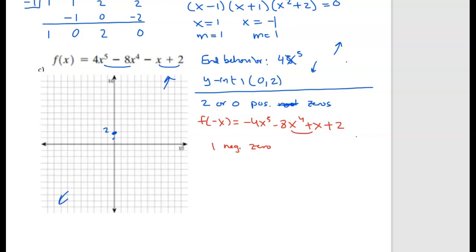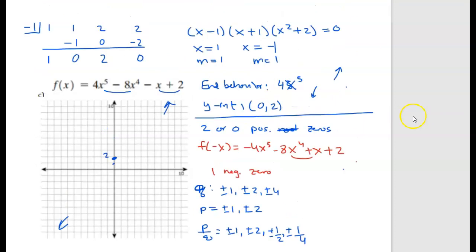Okay, let's list them. Fortunately, there aren't too many. So P over Q, Q comes from the 4, so plus or minus 1, plus or minus 2, plus or minus 4. And P is plus or minus 1 or plus or minus 2. So P over Q is 1 and 2. Then we're going to do over 2. So we get 1/2 and 1. And then over 4 we get 1/4 or 1/2, which we already have. Alright, so those are my possibilities here.